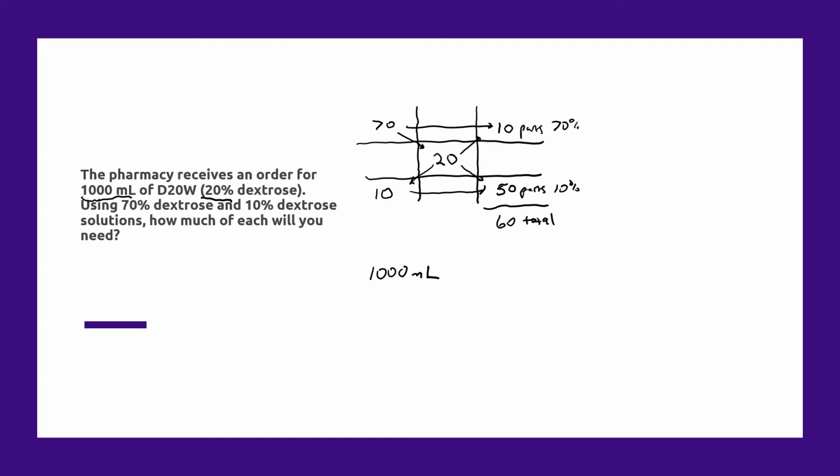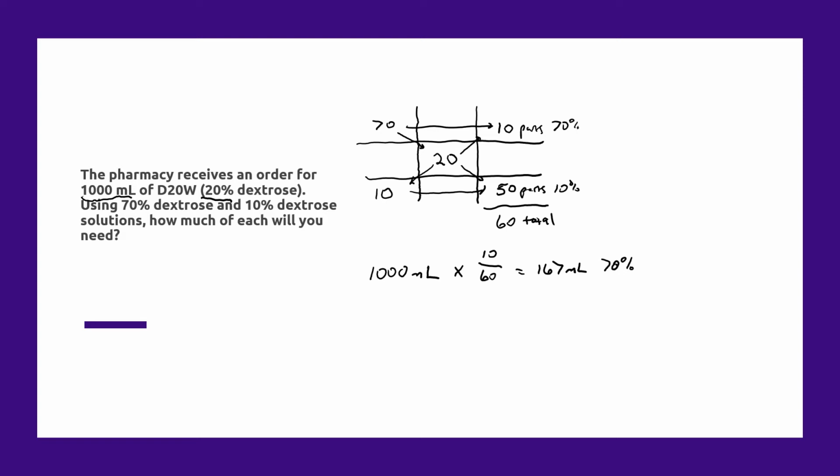Our total volume that we need to compound is 1,000 milliliters. We can figure out how much of that is 70% by multiplying it by our fraction of 70%, which is going to be 10 parts out of 60 parts. Okay, so 1,000 milliliters times 10 divided by 60 is going to be 167, we'll round that up, milliliters of 70% solution.